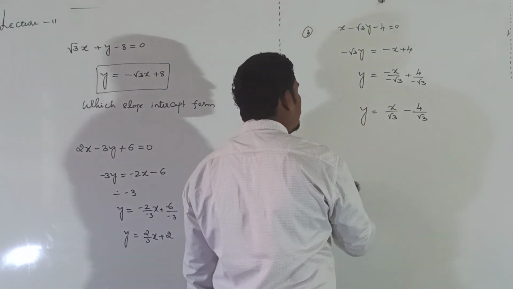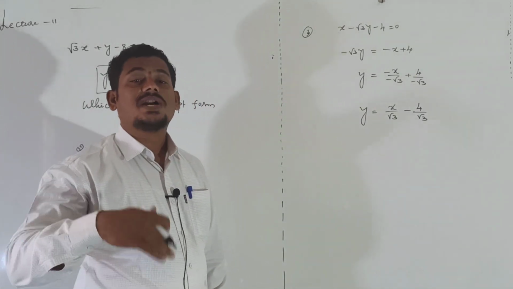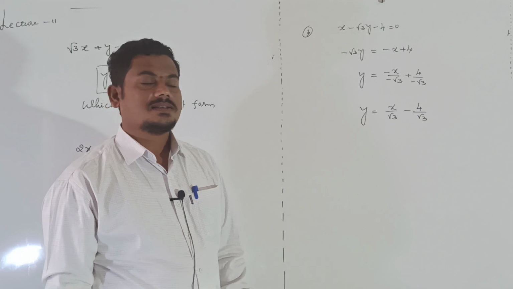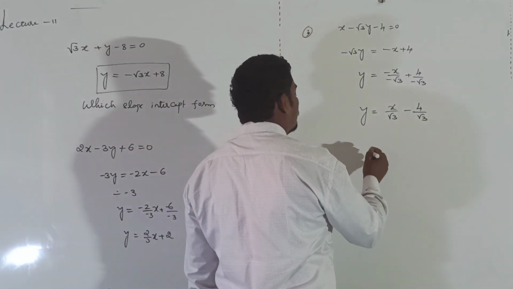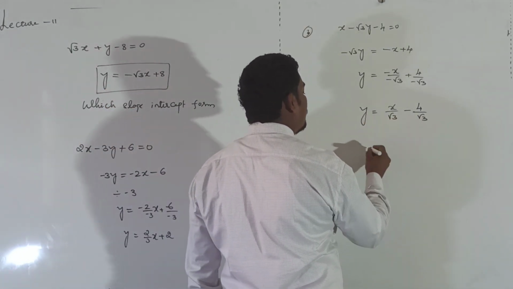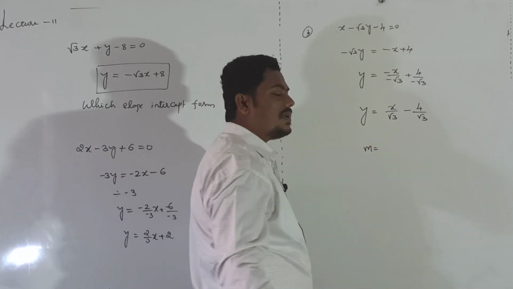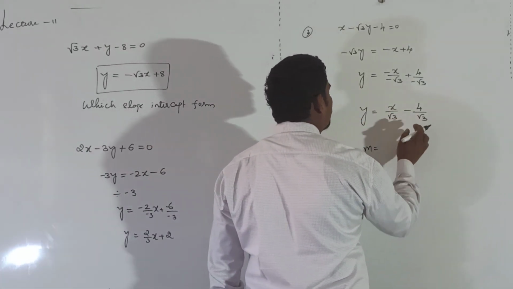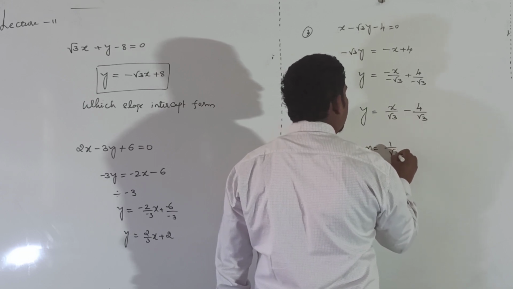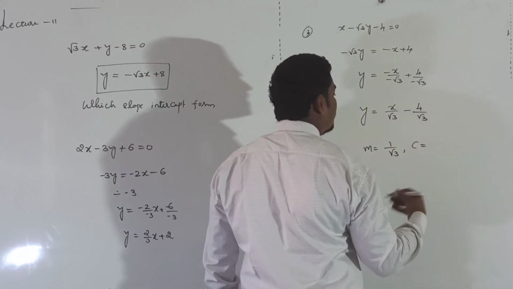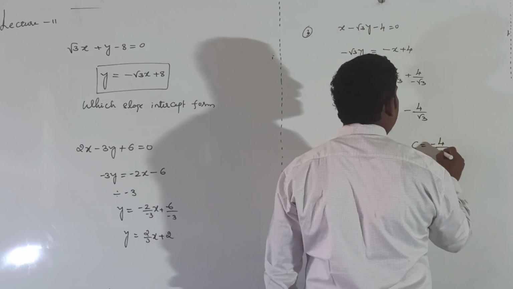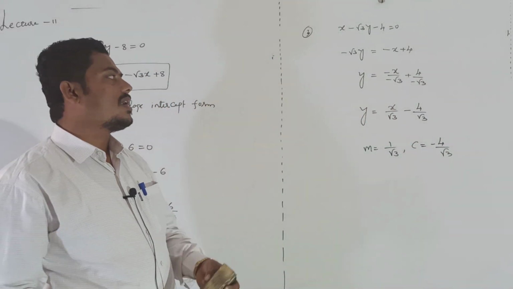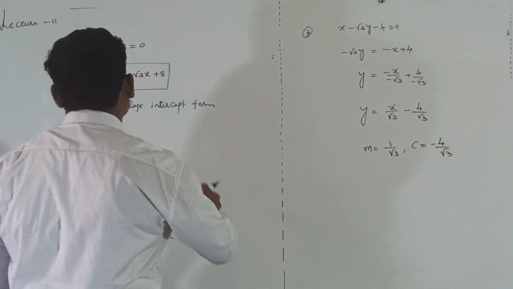First convert the given line into slope intercept form, then write its slope and y intercept. Just compare with y equal to mx plus c. What is the m value? M means slope, the coefficient of x is m: 1 divided by root 3. Then what is the c value? C means minus 4 divided by root 3. This is the slope intercept form of the given line, right?